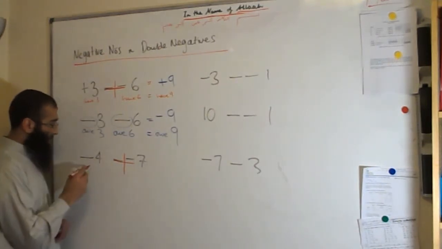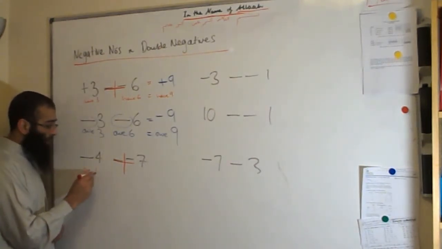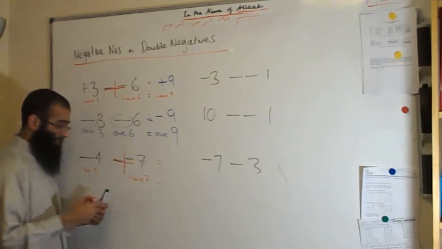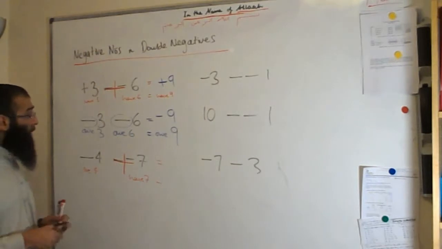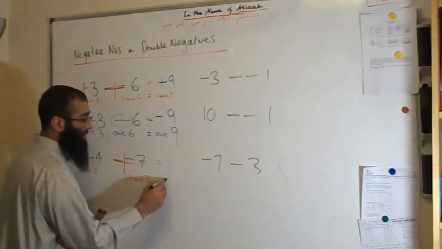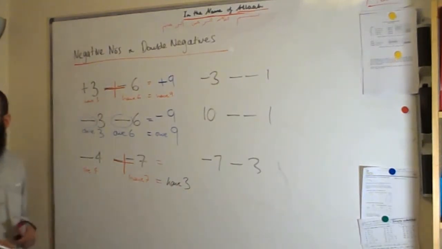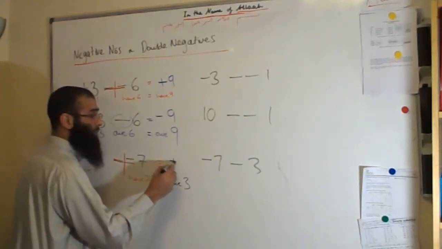Minus 4 plus 7. So we think of that as I owe you 4 and I have 7. Now you have to think of it now. If I have 7 and I owe you 4, then the answer will be that I have 3. So that gives you plus 3.